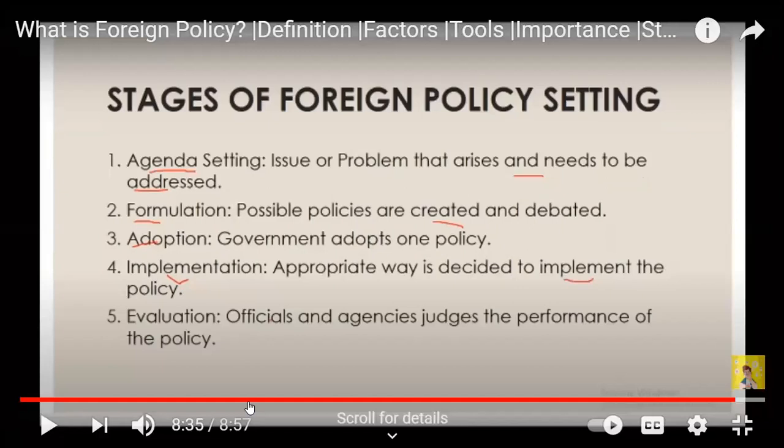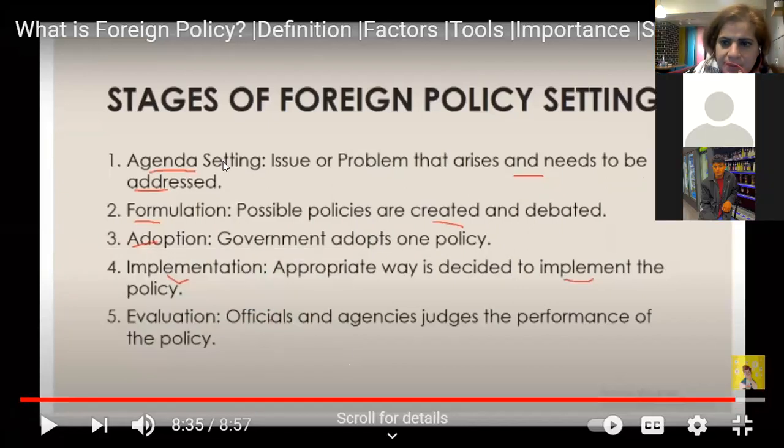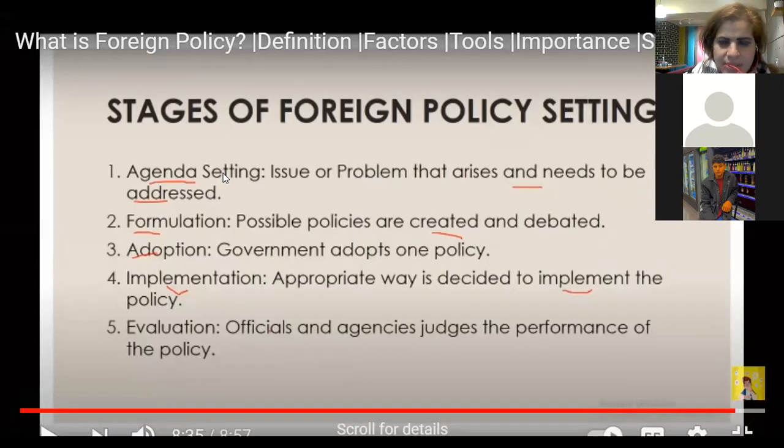Okay, so here it talks about the different stages of foreign policy. The first one is agenda setting. So, for example, today as a country, like he's saying, any country in the world. Let's take Pakistan, for example. There's an issue or problem that arises and needs to be addressed. They have maybe the issue right now with the corona, and they're having a big issue. So obviously, they need to address the issue, number one, and state the problem. The problem is that the corona is increasing in Pakistan.